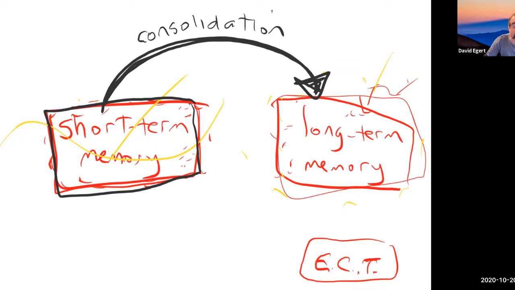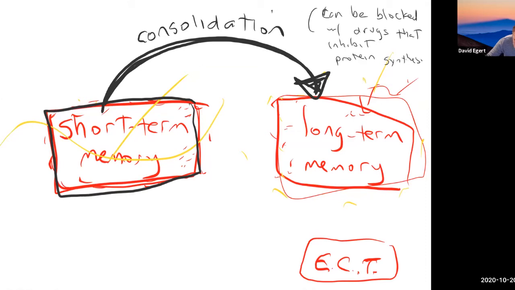Consolidation is the process of taking a short-term memory and creating a more permanent version of it. You can block this. It can be blocked, like with drugs that inhibit protein synthesis. So that gives you a sense that there's actually some physical changes that are happening to create a long-term memory.